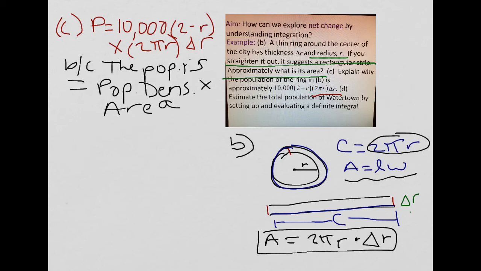D is the last part of our whole question, and of course, I did mention before it did deal with integration, so this is our integration part. D, estimate the total population of Watertown by setting up and evaluating a definite integral. So when we need the total population, we need to integrate our formula from here. They actually gave us our expression we're going to integrate.